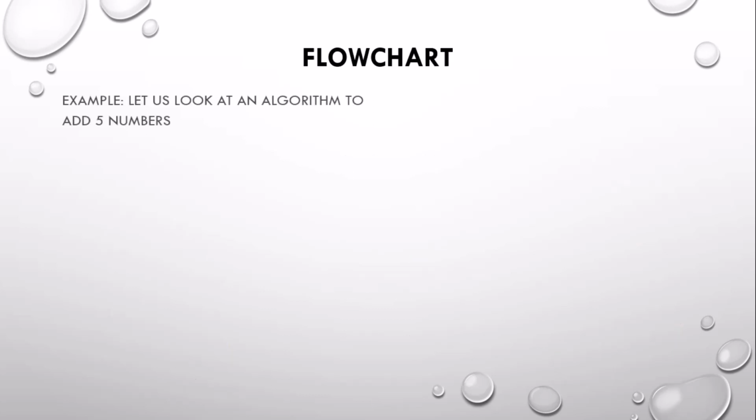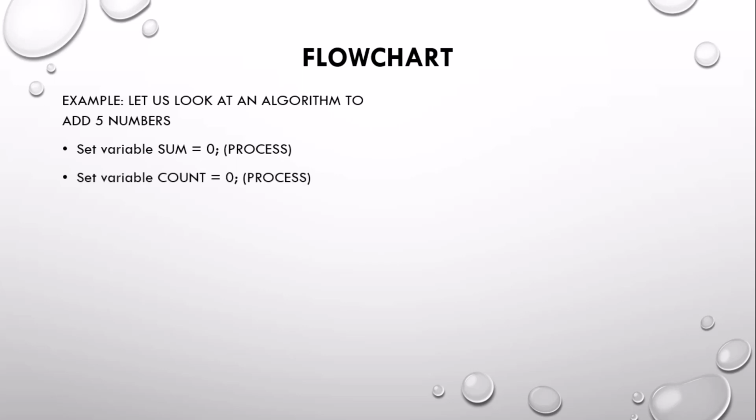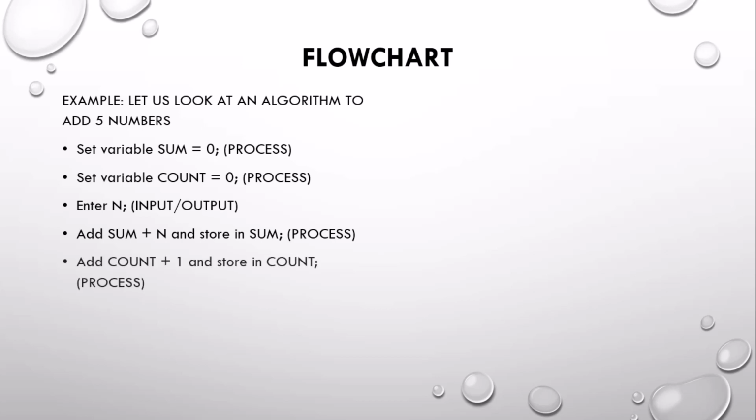Let us look at an algorithm to add 5 numbers. First, we set variable sum equal to 0, which is a process, an initialization process. We set variable count to 0, which is also an initialization process. We prompt the user to enter the value of n, which is an I/O process. We add the value of n to sum and store the value in sum. We add 1 to the value of count and store the value in count.